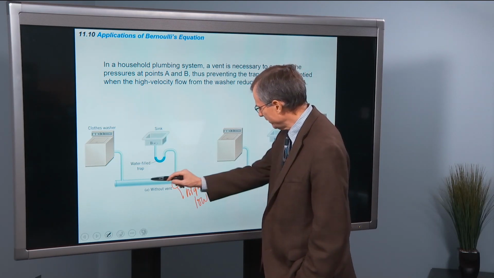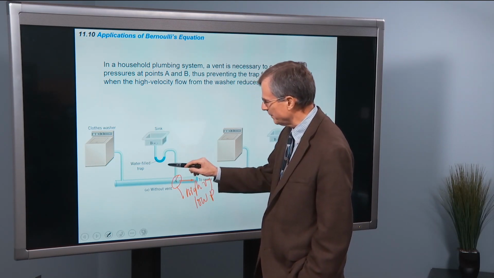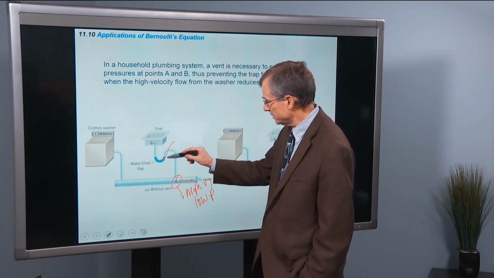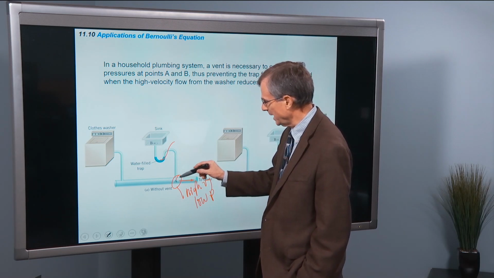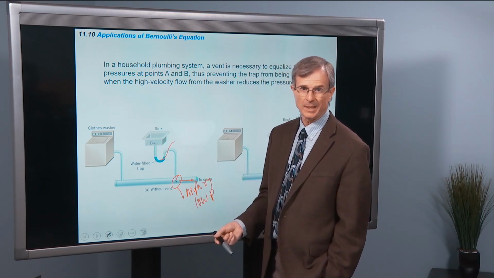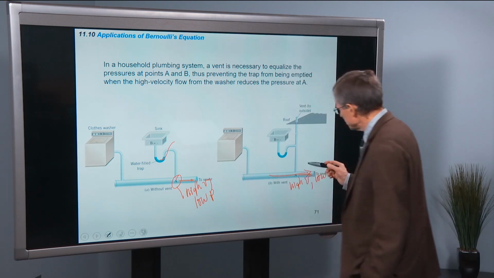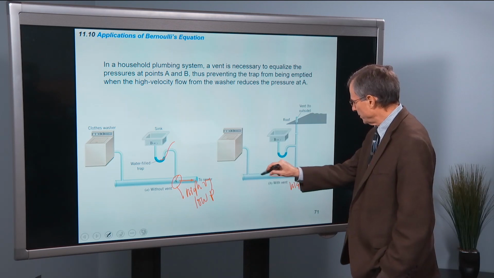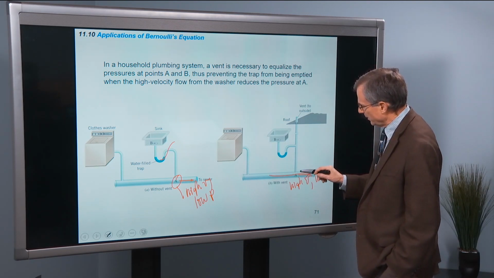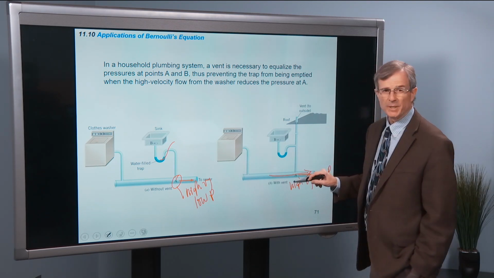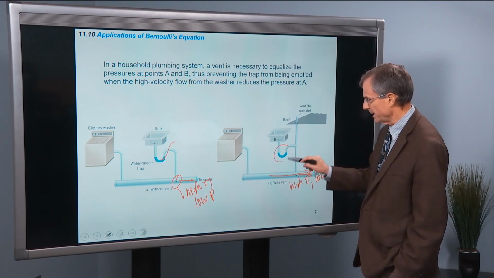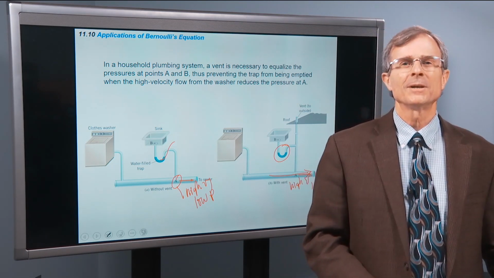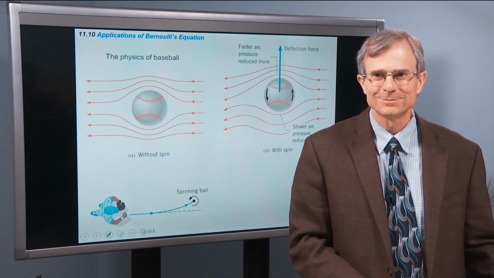What happens, you get a high velocity passing through here, you get this trap, and what that can do is empty out the trap. It can suck that fluid from the trap here, allowing the sewer gases to come up into the sink, which is disgusting. So what you do instead is you vent it to the outside so that when you've got a high velocity here, the pressure is forced to be the atmospheric pressure outside, and it doesn't empty this trap. Wise practices based on physics, wise construction practices.